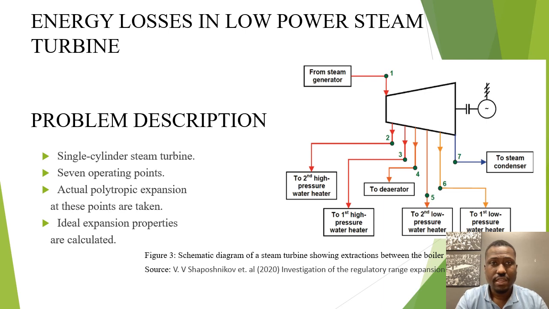The turbine in this case is a single cylinder steam turbine where steam is coming from a steam generator, more like a boiler, and after work is done in the turbine, the steam is then directed to a steam condenser. In between these two points, we have 5 extraction points, and we are going to do the whole analysis of the turbine and come up with the energy lost in this turbine.